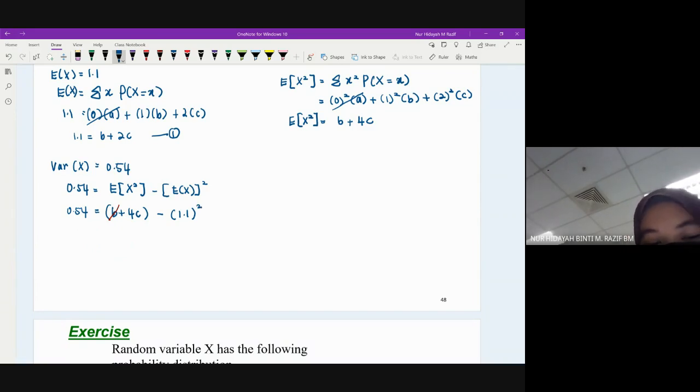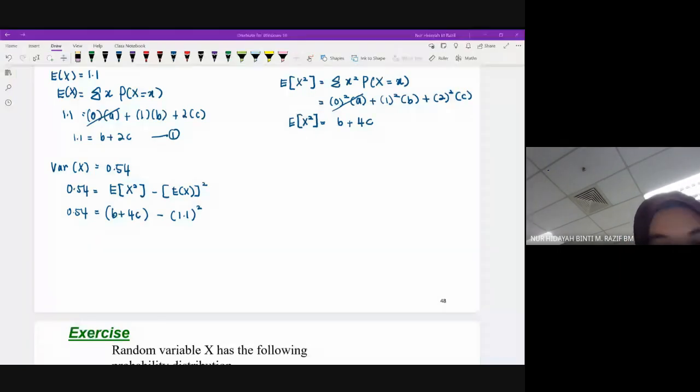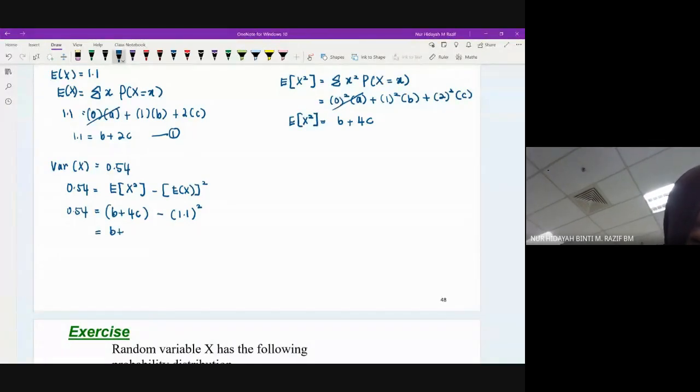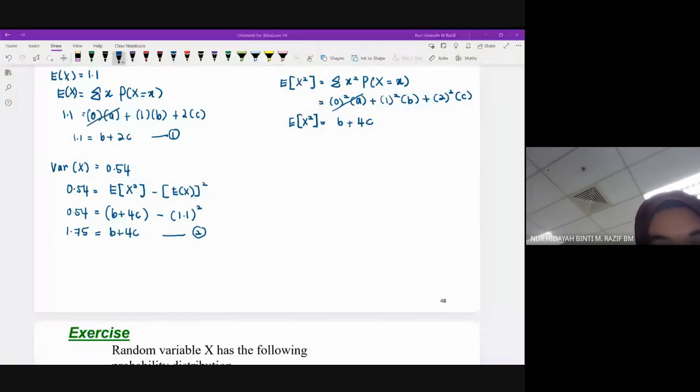Sebab apa? Sebab we have square here. So bila you ada square di sini, you dapat 0.54 is equal to B tambah 4C iaitu expected value of X kuasa 2 ditolakkan dengan 1.1 kuasa 2. So you can just calculate this and once you calculate, you are going to get the value, the equation here is equal to B plus 4C and that should be equal to bersamaan dengan 1.75. This will be your second equation. So if you take a look here, kita ada equation 1 in term of B and C, equation 2 juga in term of B dan juga C.